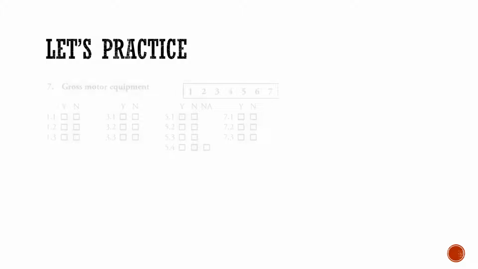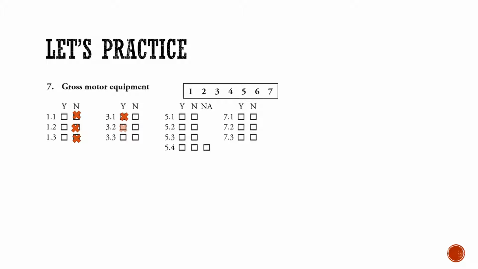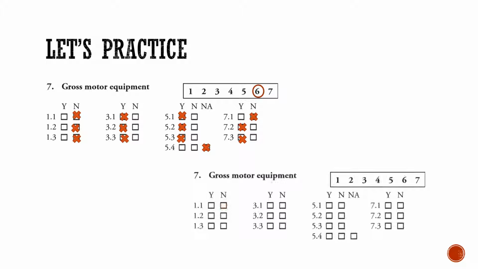Two more. What score would you give this? Did you say 6? Remember, indicators under each level do not have to be scored yes in order to have half of them count. Finally, what score would you give here? If you said 5, you would be correct. Not applicable does not count negatively.